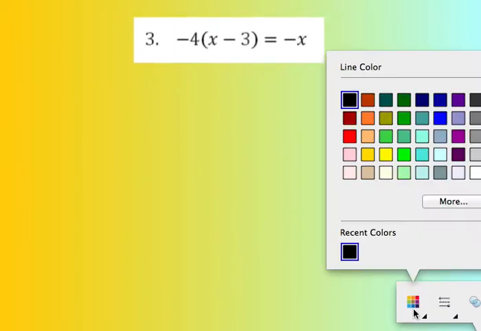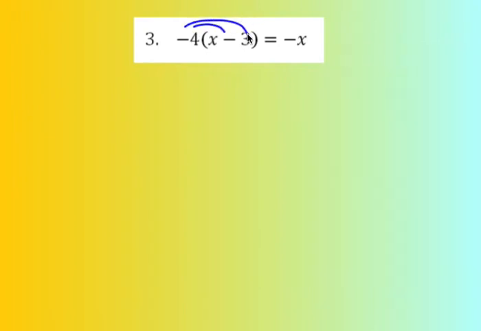Now, let's go ahead and let's take a look at number 3. So to solve number 3, the first thing I need to do is distribute so I can simplify on that side of the equation. Well, negative 4 times x is a negative 4x. Negative 4 times negative 3 is positive 12. And that's going to equal a negative x.